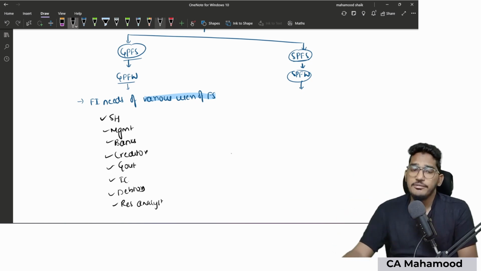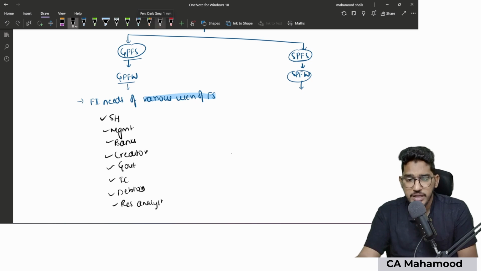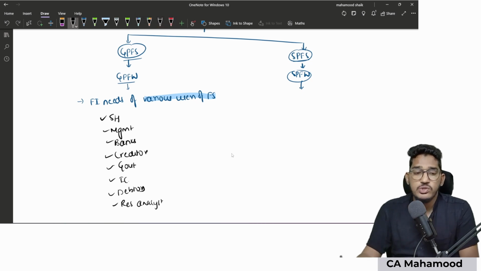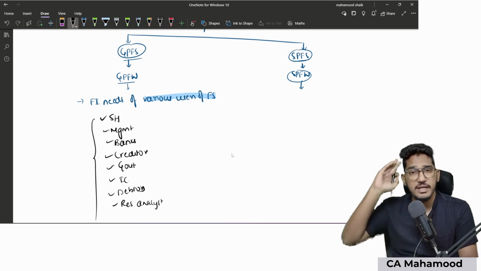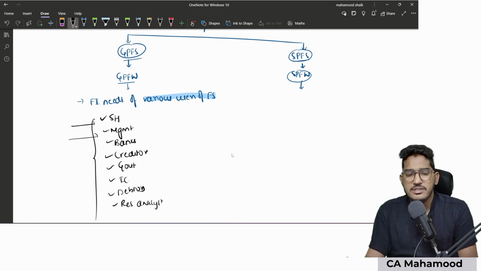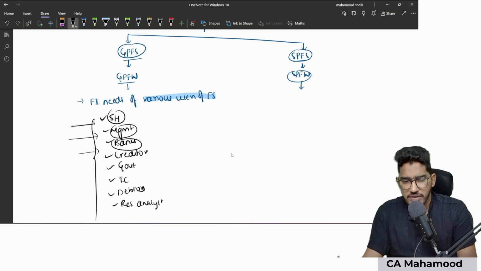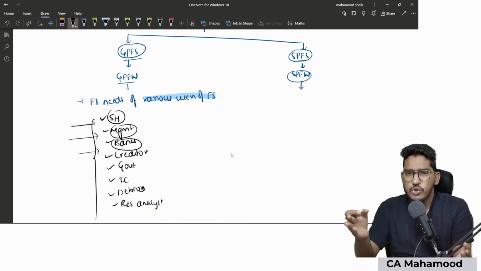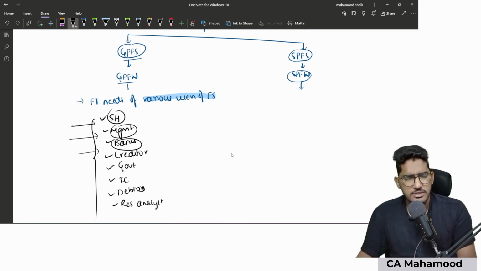So like this, financial statements will be prepared by the management, and the same financial statements will be used by these many users for different purposes. Now, do you think the management of the companies will prepare a separate set of financial statements for each of these users? For shareholders, a different set of financial statements. For management, a different set. For banks, a different set. Do you think they will prepare different sets of financial statements?